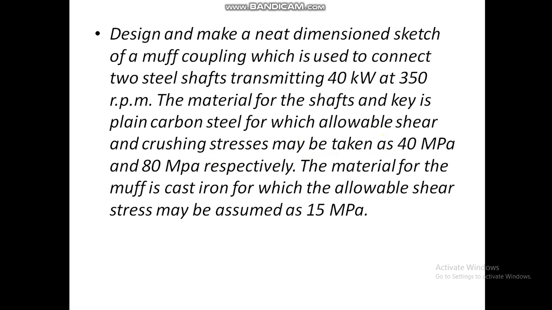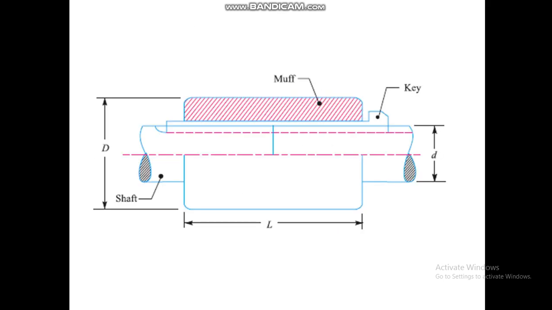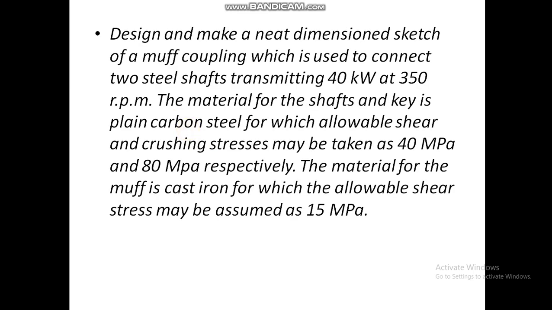The material for the muff is cast iron, and the allowable shear stress is 15 megapascal. As I have told you, in a muff coupling you have three components: one is shaft, the second is muff, the third is key. The shaft and key are made of plain carbon steel whose shear stress is 40 and crushing stress is 80, and the muff is made of cast iron whose shear stress is 15 megapascal, as given in the question. The power you have to transmit is 40 kilowatt at 350 rpm. So this is your statement.